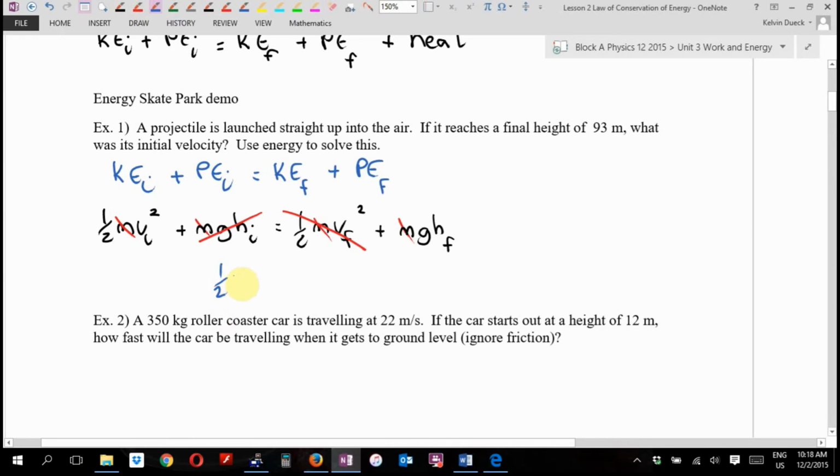1/2 VI squared equals gh. What am I trying to find here? How would I get it by itself? What do I do with that 1/2? So this is the same as putting a 2 right there. And then how to get rid of a squared.